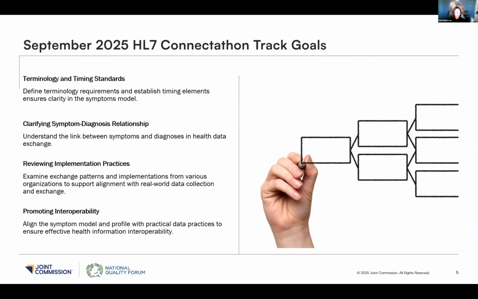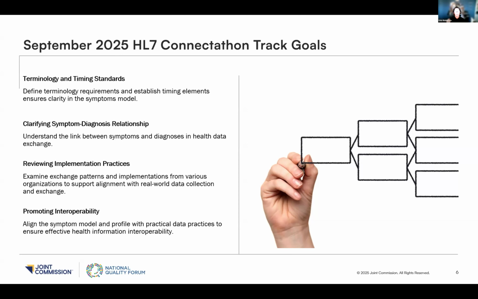We took that conceptual model and went into HL7. We started the project, I think, back in March or April. And we fine-tuned the elements we had just a little bit before we went to the September Connect-a-thon. So by the time we got to the September Connect-a-thon, we wanted to really fine-tune what we had in our implementation guide. So we had a couple of questions for implementers about their terminology requirements and establishing more precise timing elements to ensure that it made sense within our model.